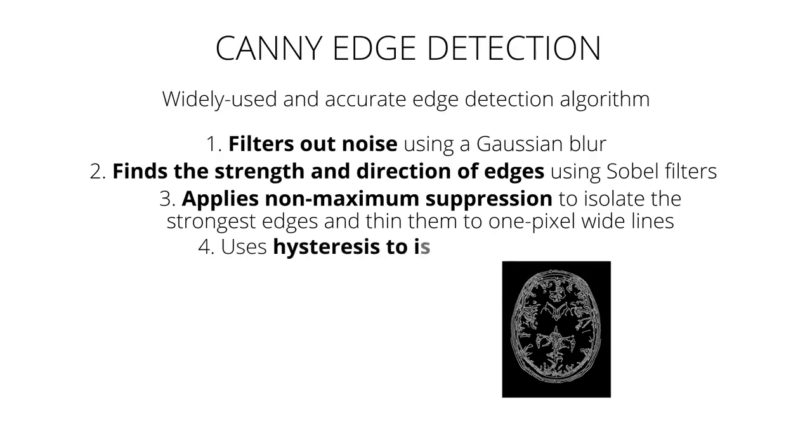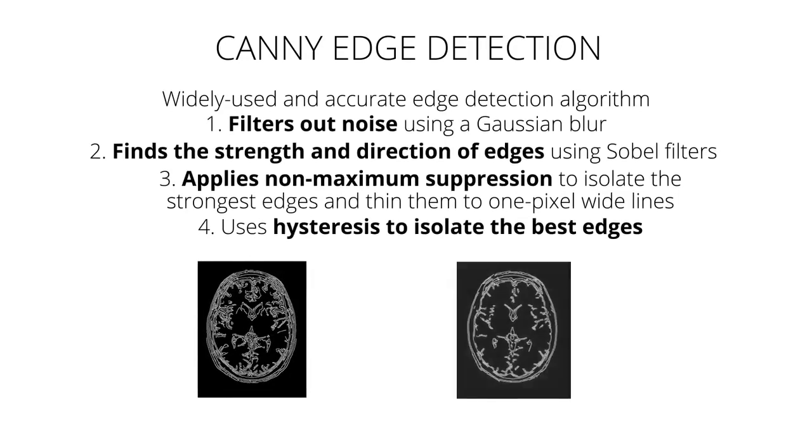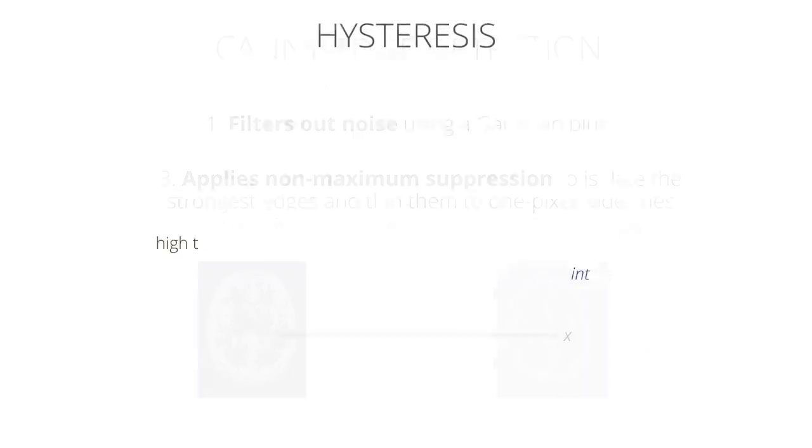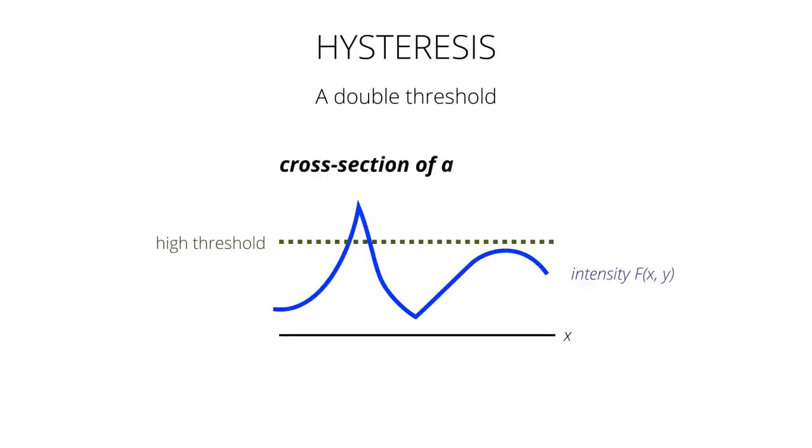Finally, it uses a process called hysteresis thresholding to isolate the best edges. Hysteresis is a double thresholding process. Let's see an example taking a 1-pixel-wide cross-section of an image. Here, the curve represents the level of intensity in edges, where the peaks are very strong edges. To perform hysteresis, we define a high threshold that allows these strong edges to pass through. And we use a second low threshold too. Any edge below this low threshold is considered weak and discarded.